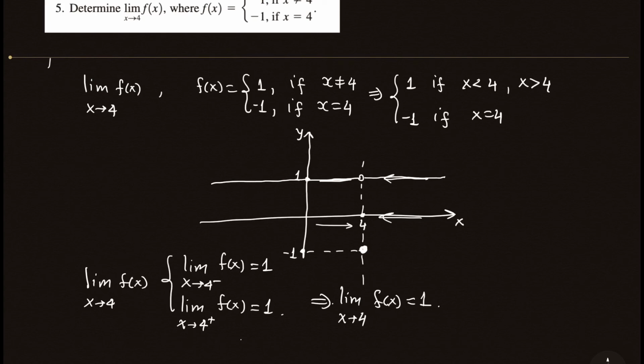But notice that f(4) equals minus 1. So that means when you are solving for limits, you just care about the values that you get from approaching from the left and from the right, and they should be the same to have a limit.